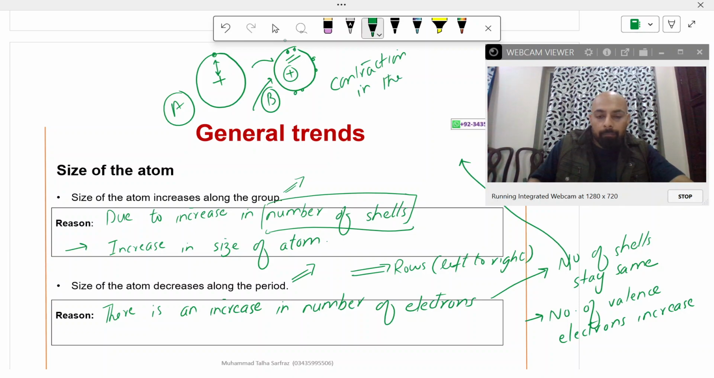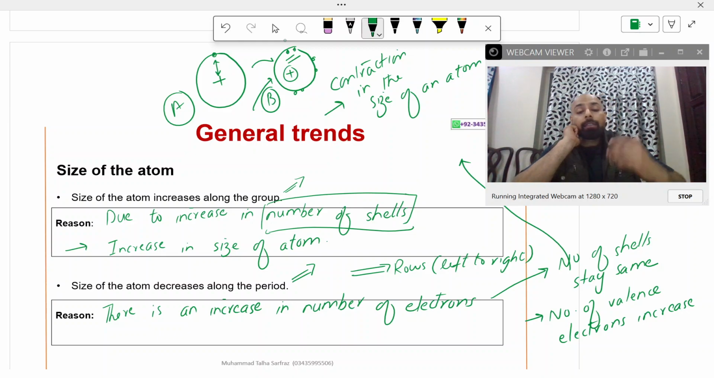Contraction in the size of an atom. ठीक है, जिसकी वजह से size of an atom decreases along the period. Right, I hope I made it clear to everyone. Please do not write it wrongly कि एटम का साइज इंक्रीज हो रहा है, इट इज इंक्रीजिंग अलोंग द ग्रुप एंड डिक्रीजिंग अलोंग द पीरियड.